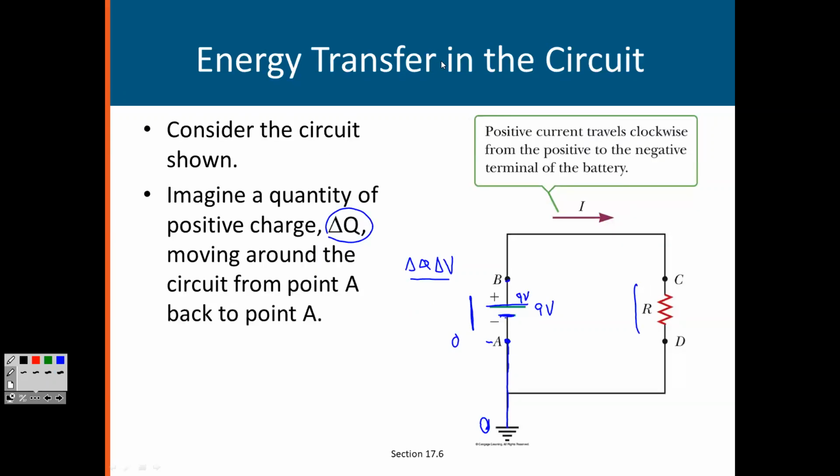As it goes through, then it moved through the resistance. So it goes through C to D. We are talking about a positive charge that is moving. So when it goes through C to D, that gained energy will be lost as it moves through the resistance R.